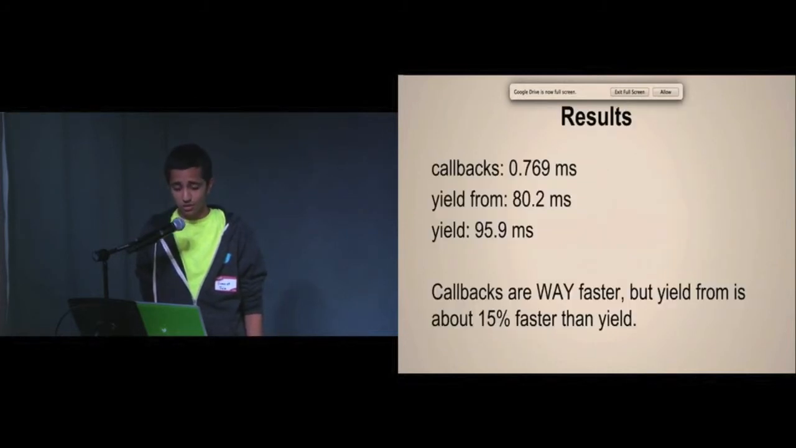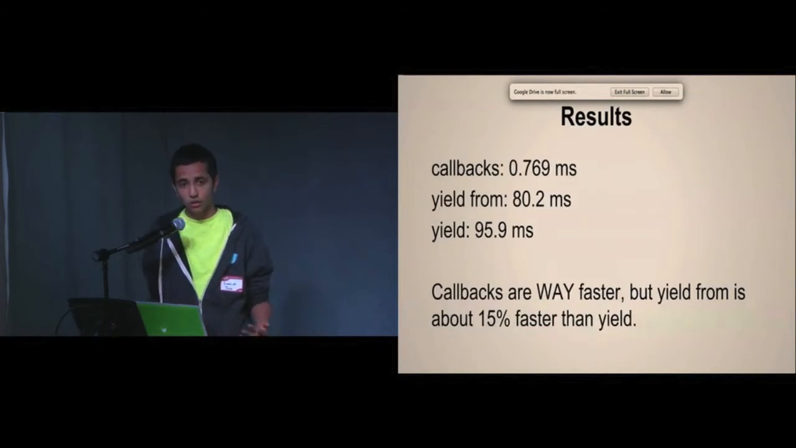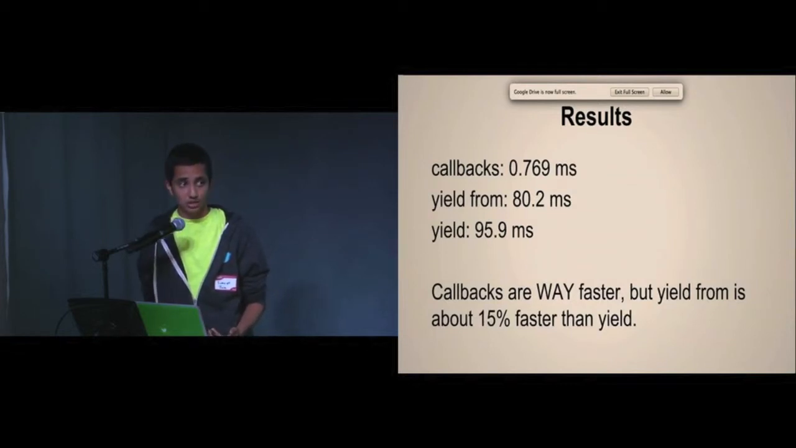The callbacks blew yield and yield from out of the water. One of the reasons why is it didn't have to keep on going up and down the stack to yield values. It just got a value, processed it, and moved on with its life. But still, yield from had a significant performance increase versus yield, around 15%.